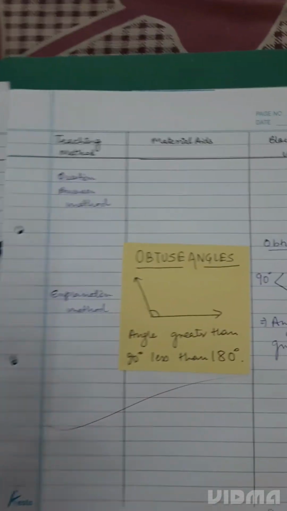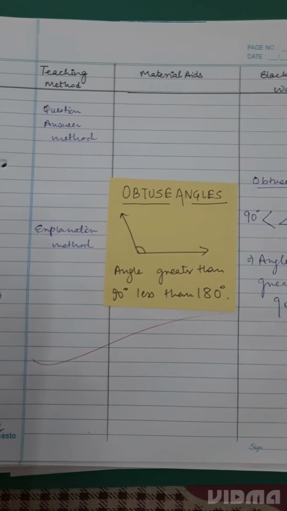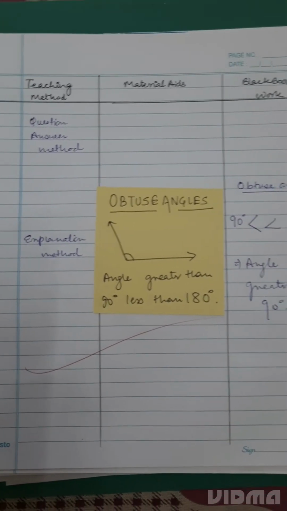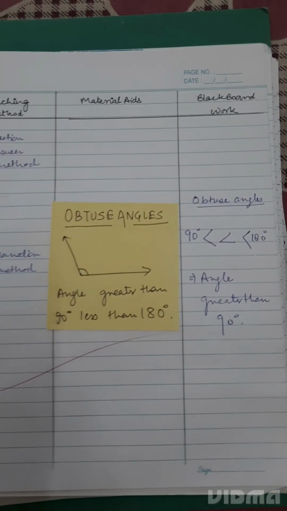Now in material aid, this is a small representation that you have to make on a chart paper, and this is a blackboard work that you have to write on the blackboard.